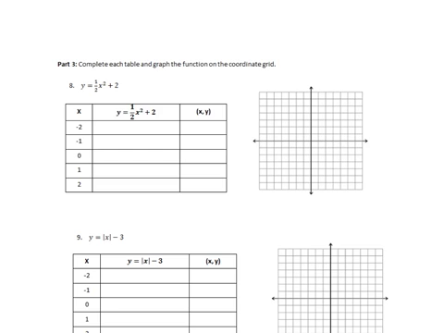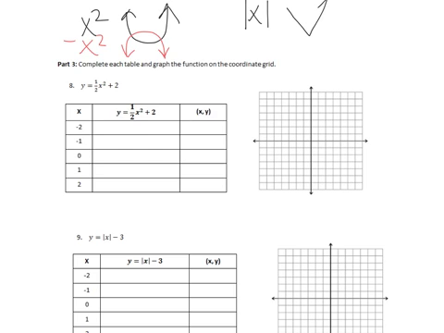Okay, the next part is graphing. So remember that if you have an x squared term, it's going to be a parabola. If it's positive, it opens up. If there's a negative in front of the x squared, it's going to open down. If you have an absolute value, it's going to open up and make a V. And if it's negative absolute value, it's going to open down and make a V.